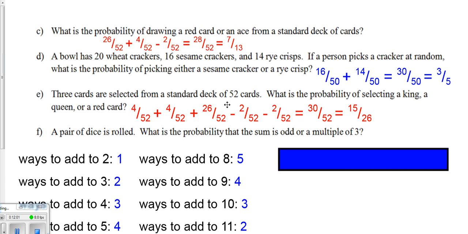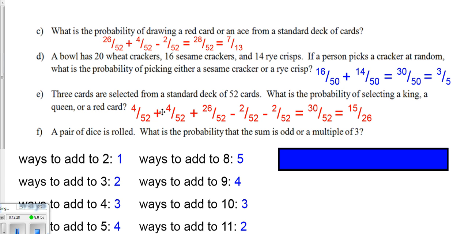Now we have to start kind of getting rid of any things that we're doubling up on. Now we only double up on 2 things. There's no way to double up on kings and queens. There is a way to double up on red queens and red kings. There are 2 red kings, so we have to take out 2 of those out of 52. There are also 2 red queens, so we have to take out another 2.